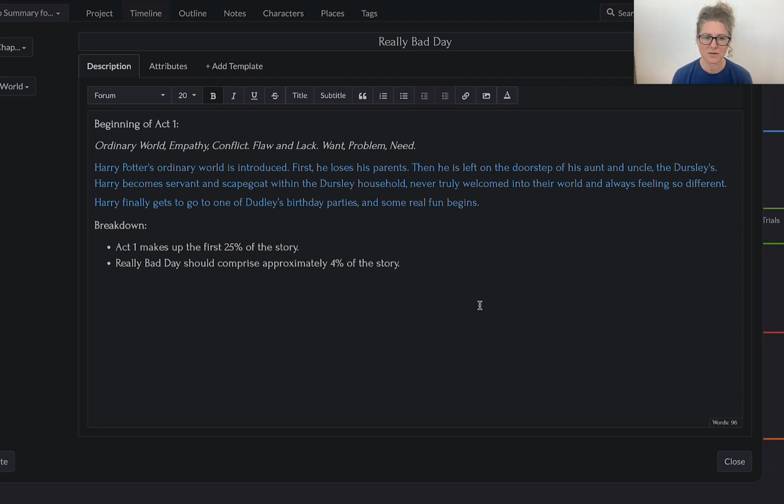Harry finally gets to go to one of Dudley's birthday parties and some real fun begins. But we see within that interaction and that lead up to the birthday party that not everything is great within the Dursley home. He's really treated badly. And this day ends up being kind of great in the beginning, but due to the events of what happened at this party, not so great later.